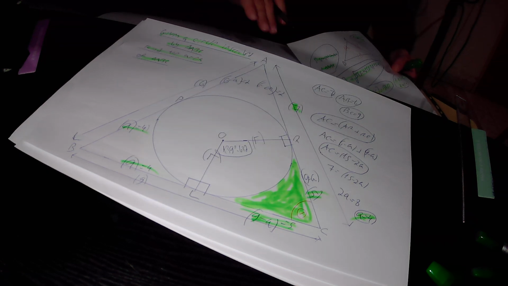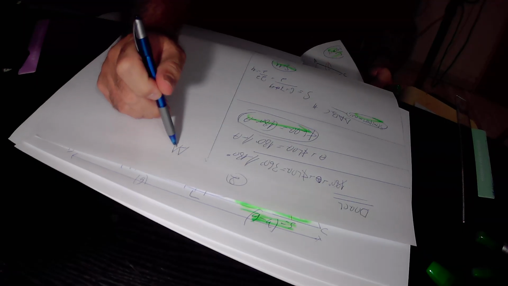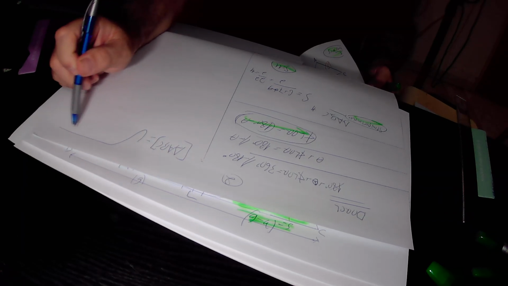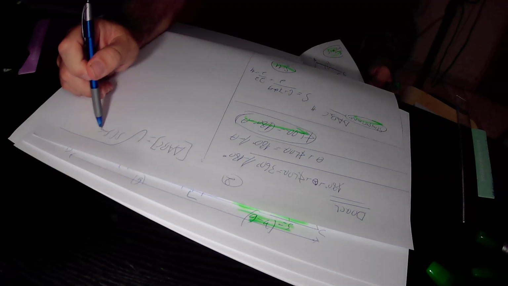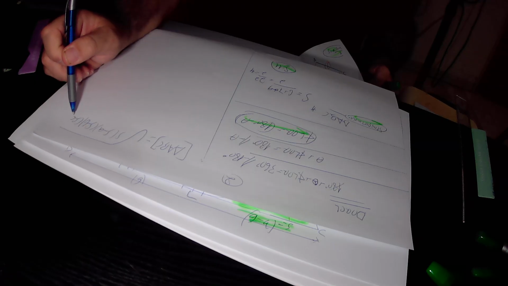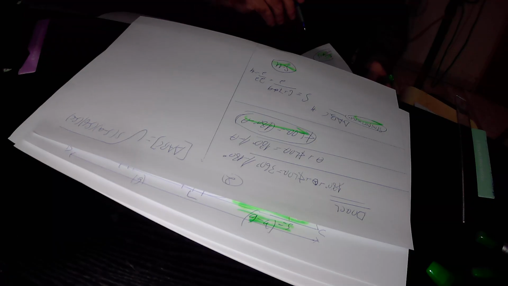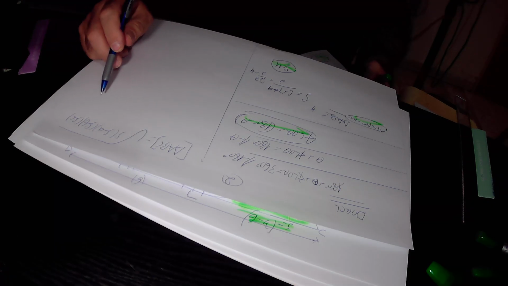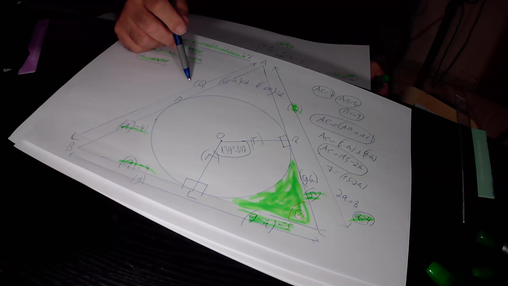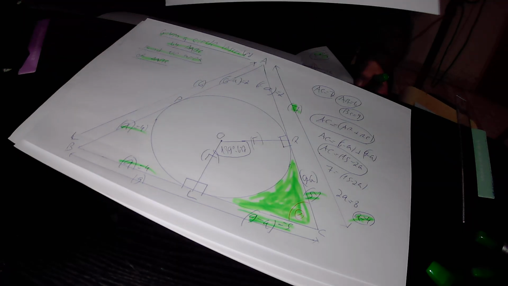So the area of this triangle ABC is equal to the square root of S times S minus A times S minus B times S minus C. Repeat again, S is the semi-perimeter of triangle ABC, that is 11. A, B, and C are the side lengths of this triangle ABC: A is 6, B is 7, and C is 9. That is known.